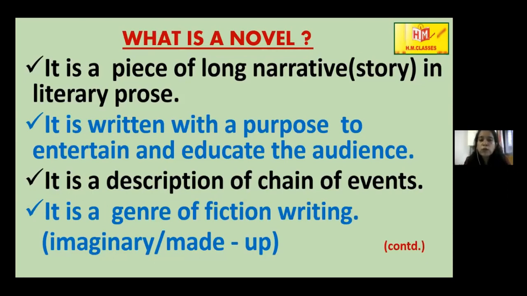Description of a chain of events. It has a particular order. It is a genre of fiction writing. Genre means kind, a type of fiction writing. Now, what is fiction? It is the opposite of fact. Fact is reality, what we read from newspapers. But fiction is something imaginary. It's made up with a clear purpose, as it's written on the screen, to entertain or to educate the audience.